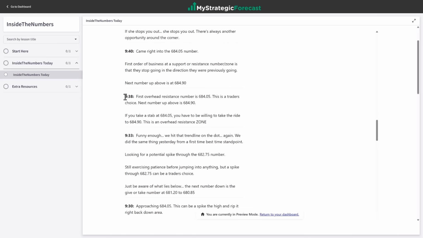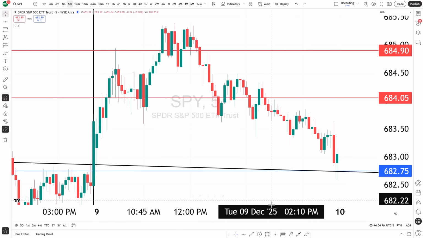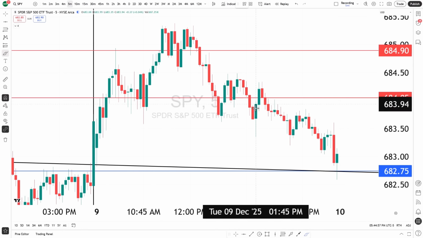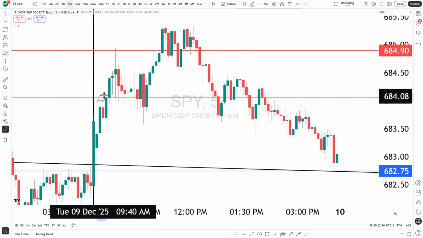Scrolling up, what do we got? At 9:38, the first overhead resistance number is 684.05. This is trader's choice. Next number up is at 684.90. This is an overhead resistance zone. As you can see, we have both numbers up on the board. First number, 684.05, right here, spiked it by just a touch, and then ripped it right back down, and made a low of almost a whole buck. So she definitely provided you the bare minimum base hit.